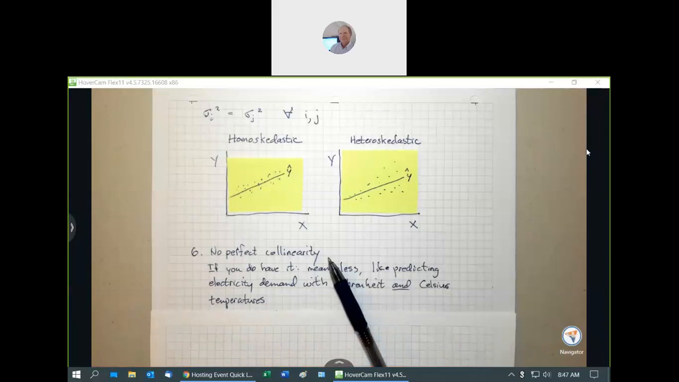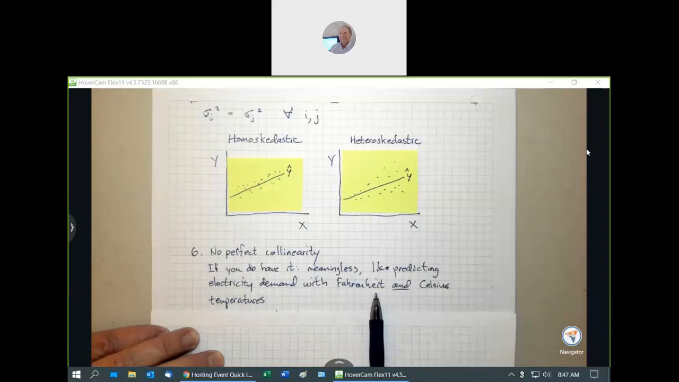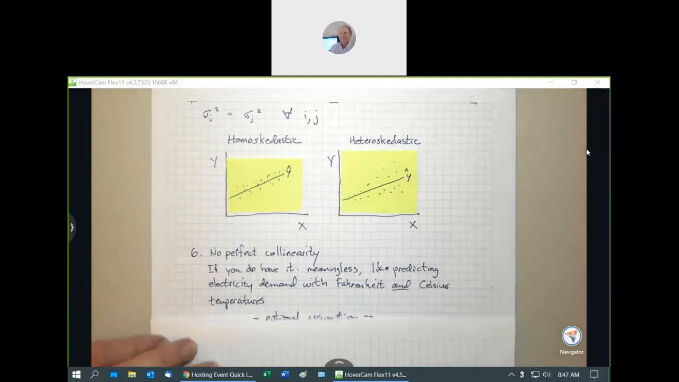And actually, the real reason that you couldn't get a good estimate is that deep down in your statistical package, it would be trying to divide by zero. It would be a divide by zero error. But just intuitively, if you've already got the Fahrenheit temperature, then the Celsius temperature doesn't add anything at all to your estimating equation because you've already got the information there in the Fahrenheit temperature.